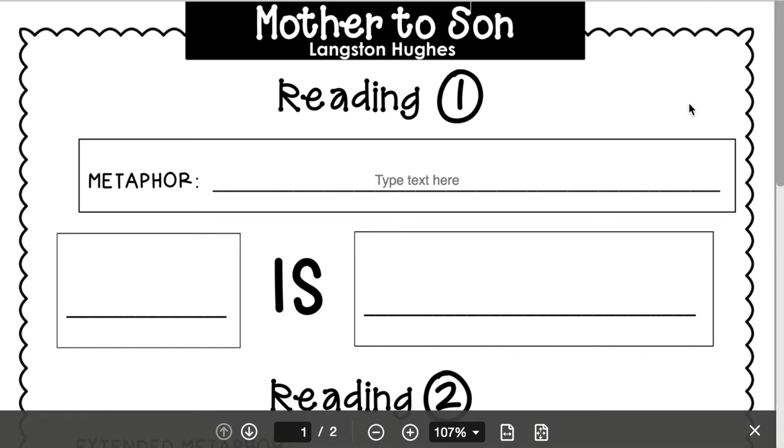Because poetry, not always, but oftentimes is really short. But even though it's short, it still has a lot in it. So we really want to dissect or pick apart, break down all the pieces here to make sure that we really understand what's being said, because this is a pretty powerful and deep poem.